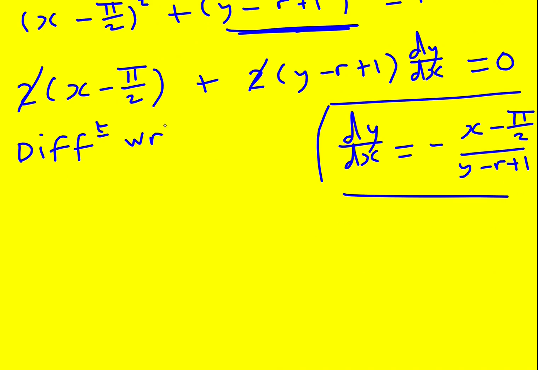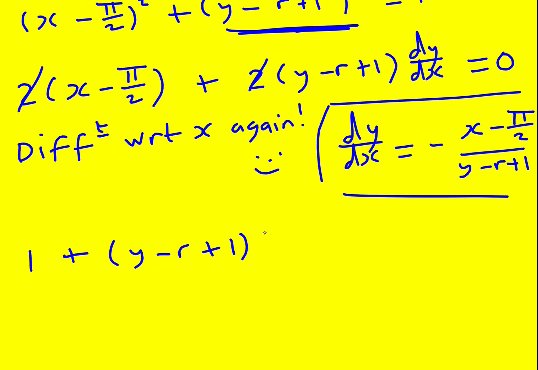So instead, differentiate with respect to x again. Are you ready? Let's do this. We're just going to get 1 from differentiating this term. Then I'm going to need to use the product rule on this because they're both functions of x, remember? So I'm going to get (y − r + 1) times d²y/dx², remember, that's the thing I want. And then if I differentiate this term here, I'm just left with dy/dx, so it's dy/dx times dy/dx, which is (dy/dx)².